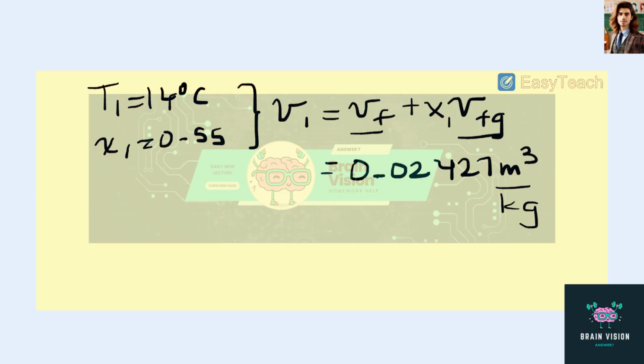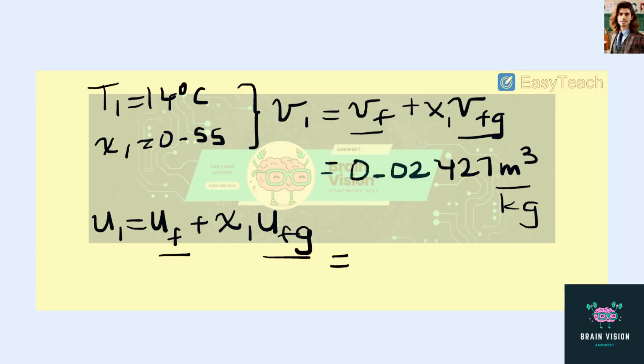We can use a similar equation to solve for the internal energy. We can say that u1 is equal to uf plus x1 ufg. uf and ufg are quantities that we can get from the table. x1 is 55%. So this gives us a specific internal energy of 162.57 kilojoules per kilogram. Now these are at state 1.